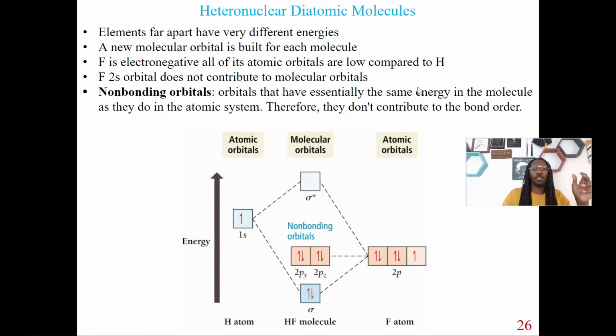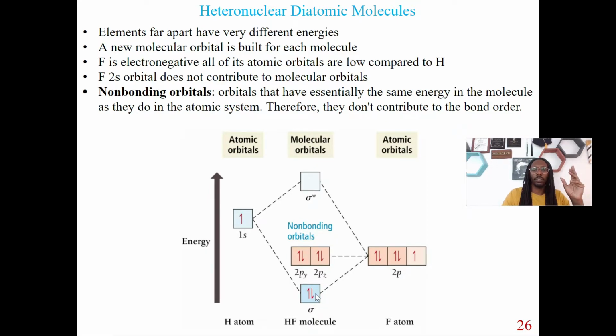When it comes to this, we have what we call non-bonding orbitals. These non-bonding orbitals are going to have essentially the same energy in the molecule as they do in an atomic system, so they're not giving anything to the bond order. For example, this is an example of HF. We have that 1 electron in the 1s orbital of hydrogen, and the 4 in the 2p of fluorine.